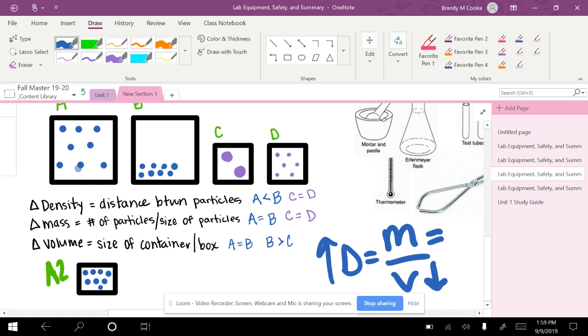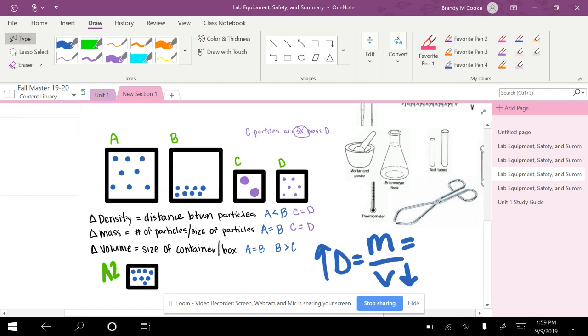So I really like that the particle diagrams can show the variables, and we can actually use examples to help us better understand the relationship between all three of those: density, mass, and volume. So hopefully now you guys have a better understanding of particle diagrams as well as the concepts of density being the amount of mass or stuff in a given amount of space or volume.